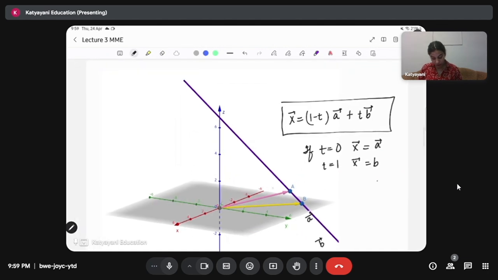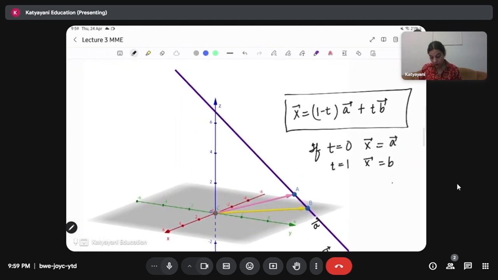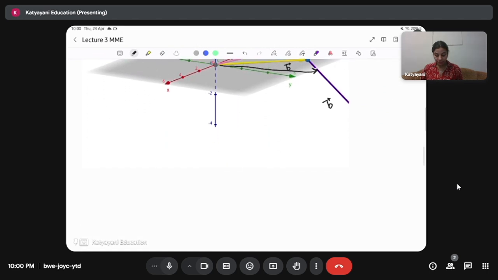So let me mark the vectors for you here. This is my vector A, this is my vector B, and x is any vector on this line, right? x is any vector on this line L, and this is called our line L, right? So now if I have to describe the equation of a line, how will I describe the equation of a line?